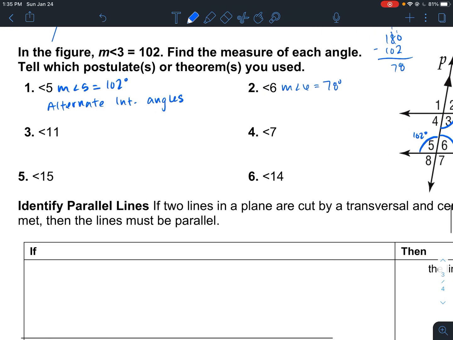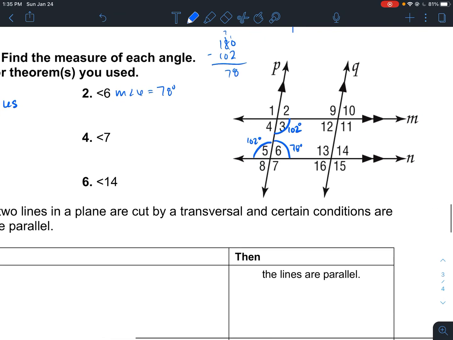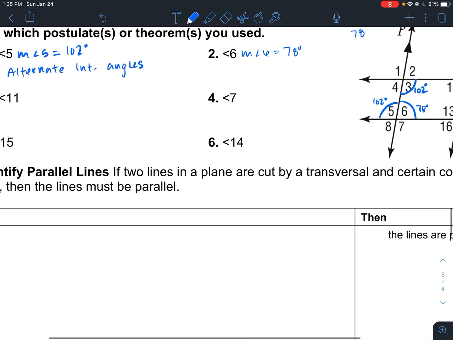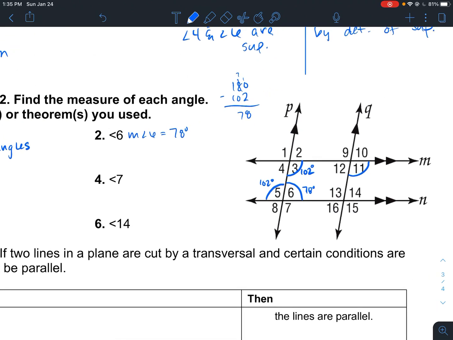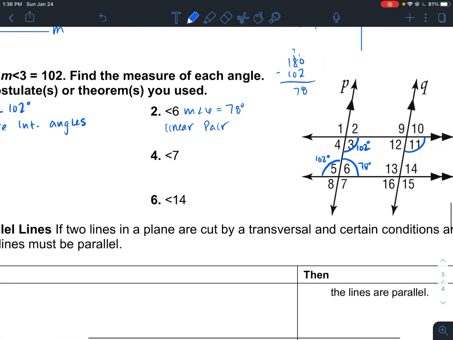Okay. Measure of angle 11, so that's right here. Notice that measure of angle 11 corresponds with angle 3. Through this one I used the linear pair postulate to conclude that measure of angle 5 and measure of angle 6 are supplementary, so I could find the other side.